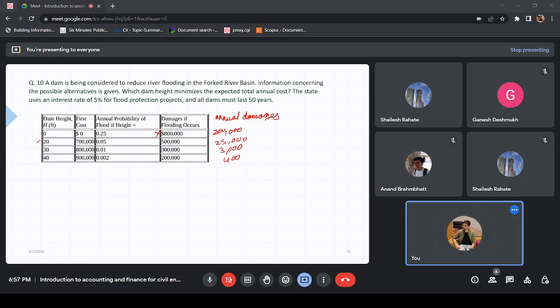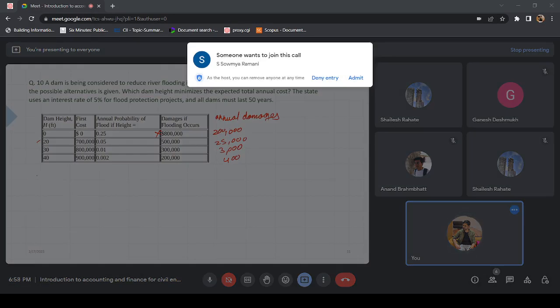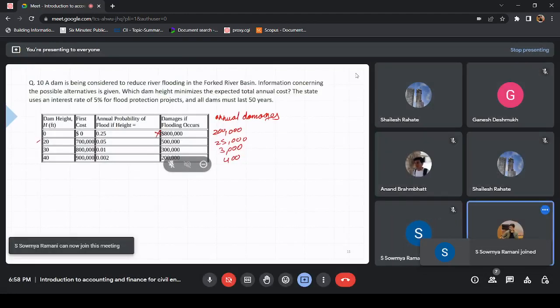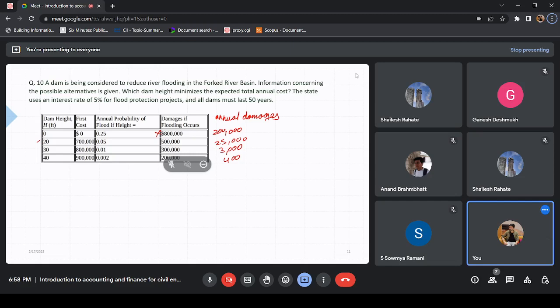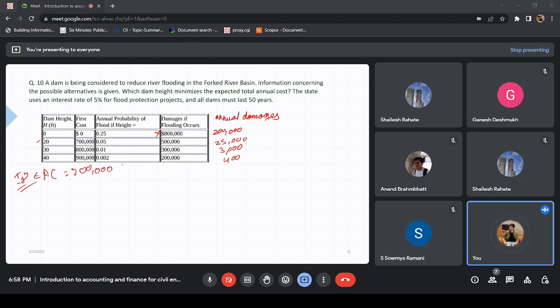So, what can be your annual cost for each case? Can you give me the equation? Okay. So, for the first case, we know that its equivalent annual cost is 200,000, right? Equal to the damages.